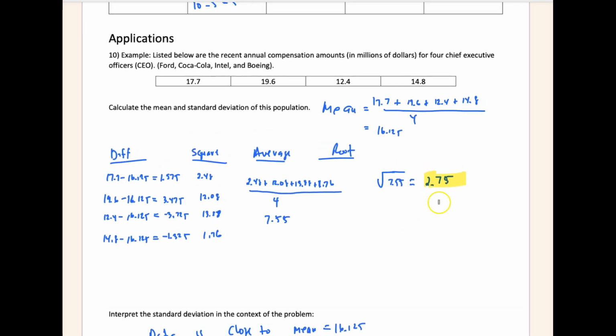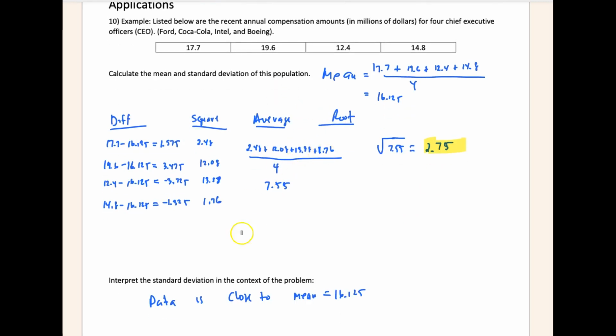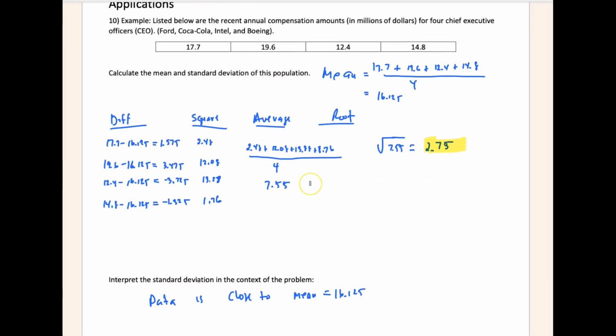And so with this small number here, that means on average most of these values, the data is close to the mean. It's pretty close, within about 2.75. So that's what we're measuring with standard deviation.